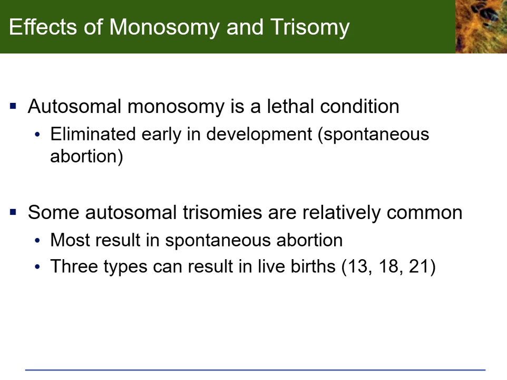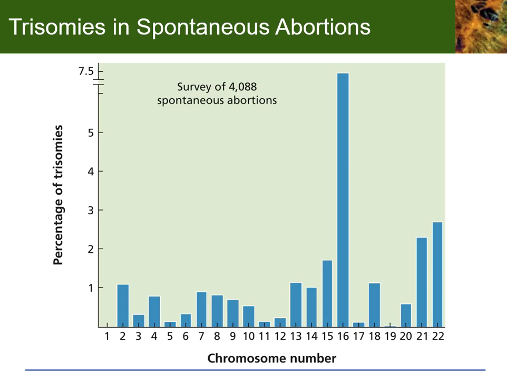The effects of monosomy and trisomy are as follows. Autosomal monosomy can be lethal. It's eliminated early in development through spontaneous abortion. Some autosomal trisomies are relatively common. Most result in spontaneous abortion. Three types can result in live birth, and those are trisomy 13, 18, and 21. Okay, these are trisomies.